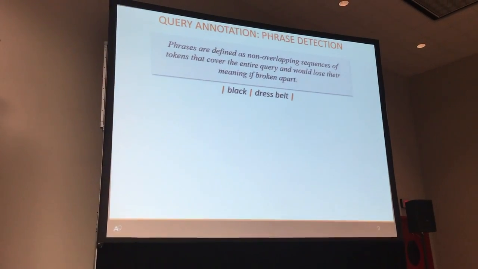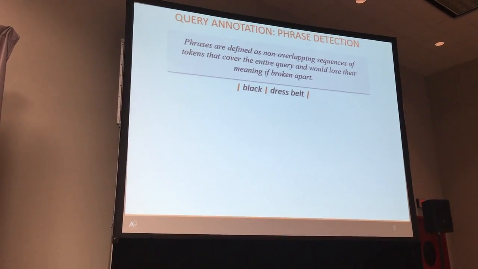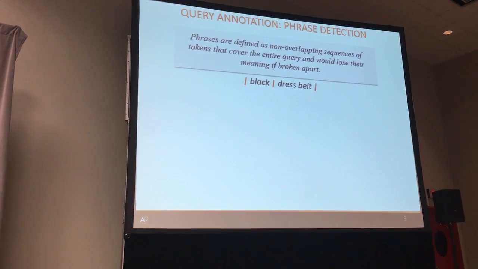Now let's look at the query annotation part. We'll zoom into that, and the particular example we'll take is phrase detection. Now what is phrase detection? Given a query, we split parts of the query into phrases. So we just divide the query into phrases. In this example, there are two phrases. One is black, and the other one is dress belt. Phrases are non-overlapping sequences of tokens that cover the entire query. So every part of the query would be in some phrase, right?